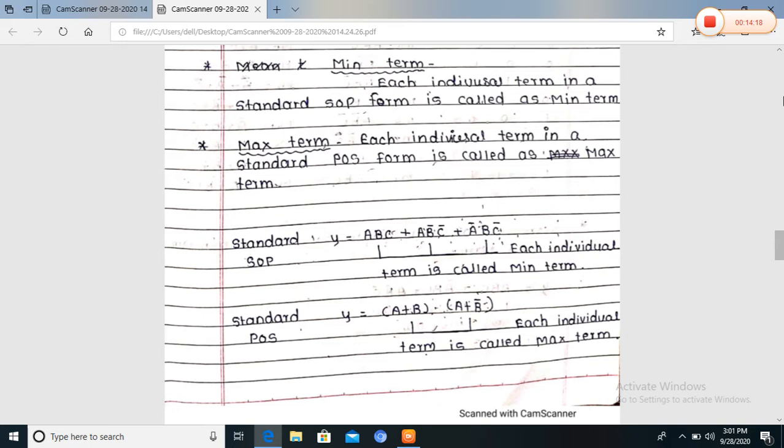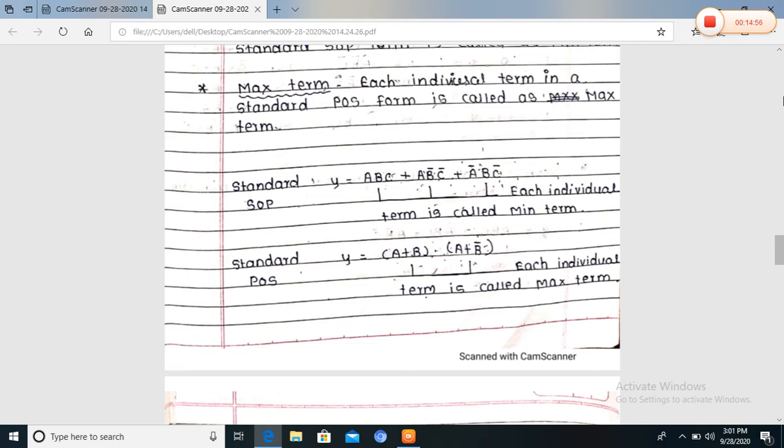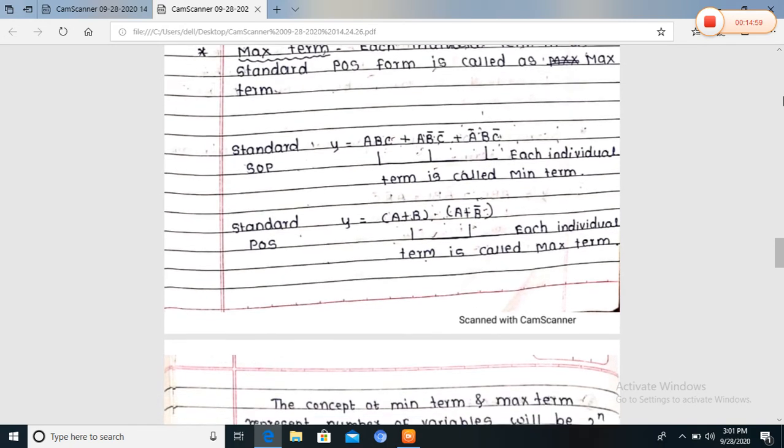So standard SOP, this expression, y is equal to ABC plus a b bar c bar plus a bar b c bar. This expression is a standard SOP because in each term all literals are present in complemented and uncomplemented form. So in each individual term, ABC is the first term, a b bar c bar is the second term, and the third term is a bar b c bar. Each individual term is called a min term. That represents that every individual term is represented as a min term.